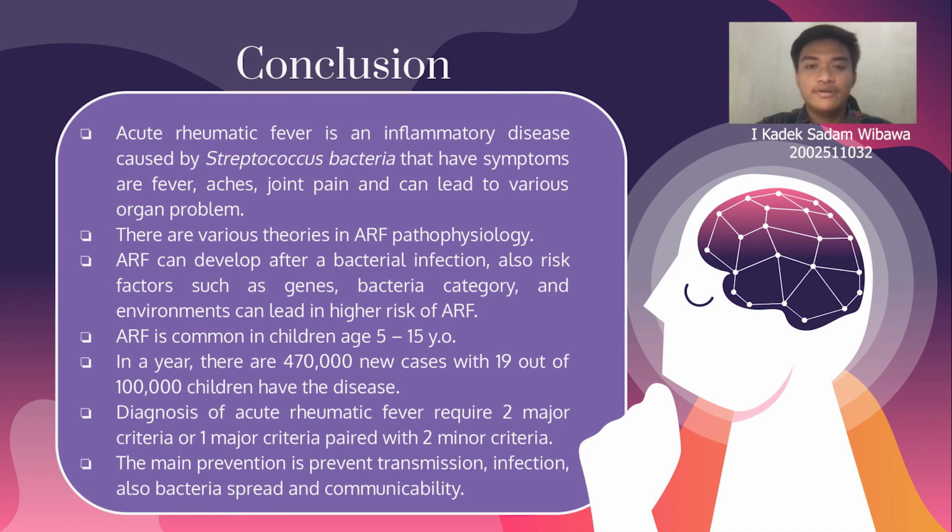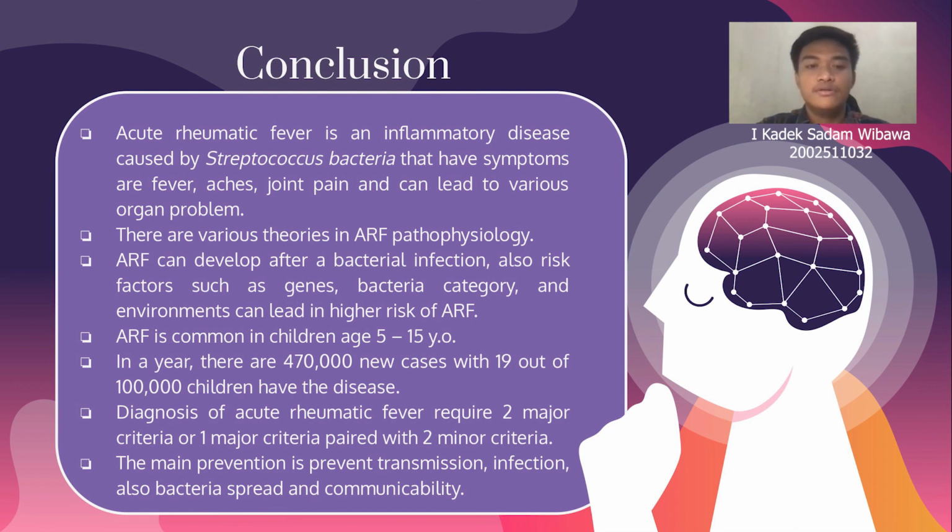I would like to explain the conclusion about this paper. Acute rheumatic fever is an inflammatory disease caused by Streptococcus bacteria that has symptoms of fever, aches, joint pain, and can lead to various organ problems. There are various theories in acute rheumatic fever pathophysiology. Acute rheumatic fever can develop after a bacterial infection, also factors such as gene, bacterial category, and environment can lead to higher rates of acute rheumatic fever.